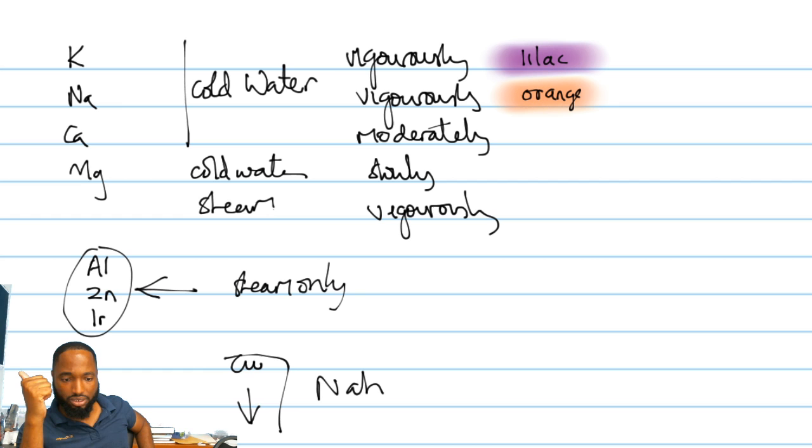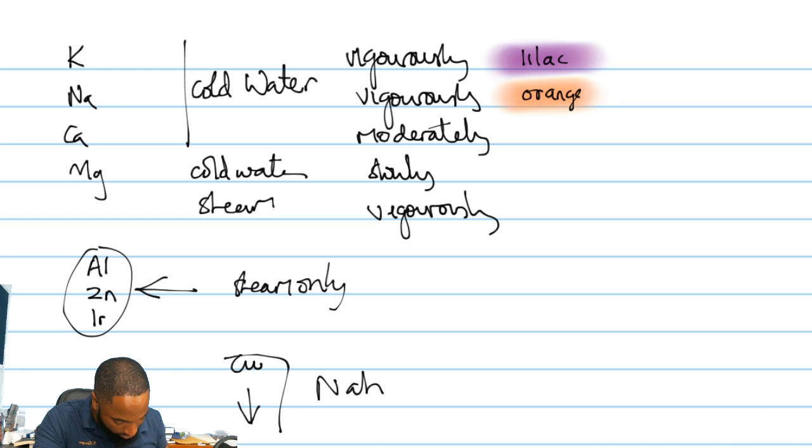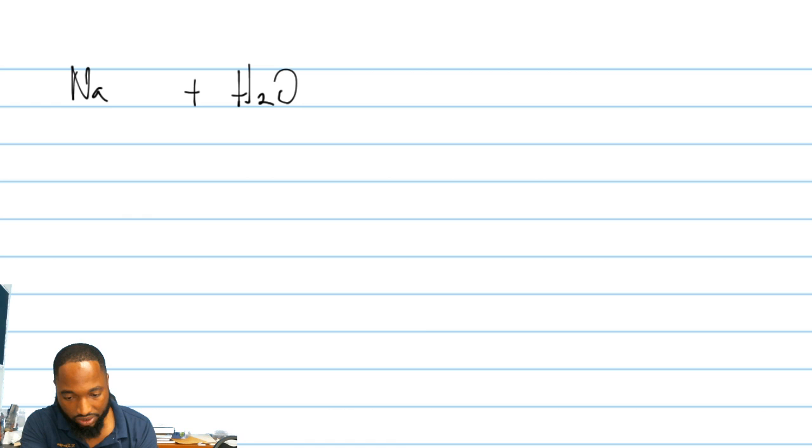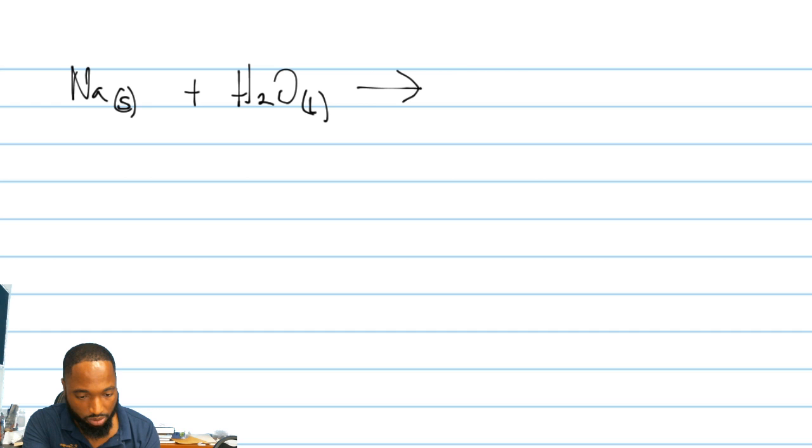So let's see if we can get an equation in. Let's do the potassium, let's do the sodium this time. So it's the sodium plus the water, cold water. This is going to burn vigorously, reacts vigorously, right? Sodium solid, water liquid, and it forms the hydroxide. So sodium hydroxide and hydrogen.